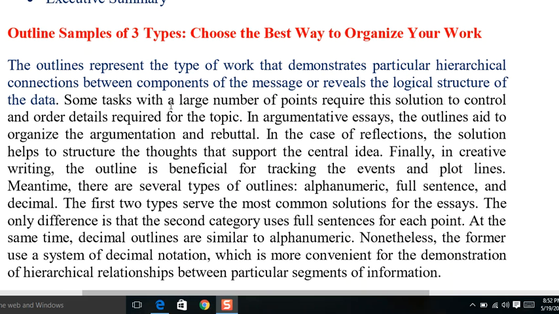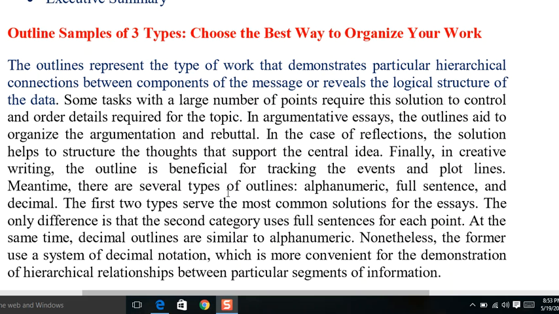Some tasks with a large number of points require the solution to control and order details required for the topic. In argumentative essays, the outline aids in organizing the argumentation and rebuttal. In case of reflection, the outline helps to structure the thoughts that support the central idea. Finally, in creative writing, the outline is beneficial for tracking the events and plot lines.